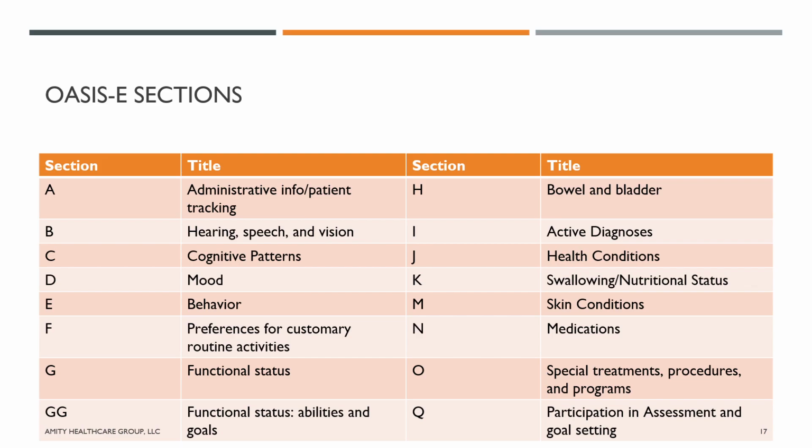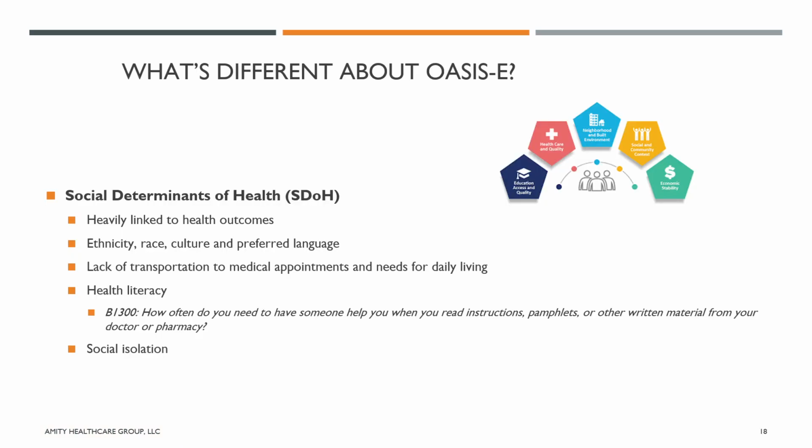But the questions will be numerical, and they're going to have the section number based on the letter of what the question relates to. And so some of the differences in Oasis-E compared to earlier versions of it is that there's a much heavier emphasis on what we call social determinants of health. There are many questions now that are heavily linked to health outcomes, questions that are asked of the patient. And of course, it's totally voluntary for the patient to answer or not answer, but we're required to ask on ethnicity, race, culture, and their preferred language. And so we want to try to gather as much of that data as possible.